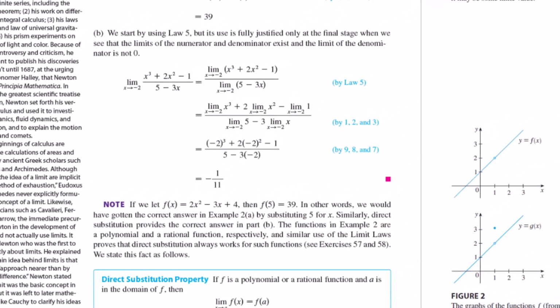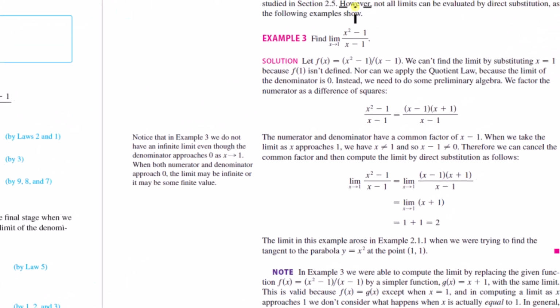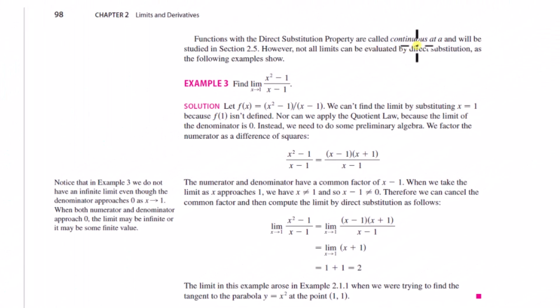Well, if we come here, it says functions with the direct substitution property are called continuous at a, and will be studied in section 2.5. So once we learn about the precise meaning of continuity in section 2.5, we'll see how the direct substitution property doesn't apply. It's not really about polynomial or rational expressions, but it's more about continuous functions. Because polynomial and rational expressions are continuous everywhere in their domains, then they apply to this direct substitution property.